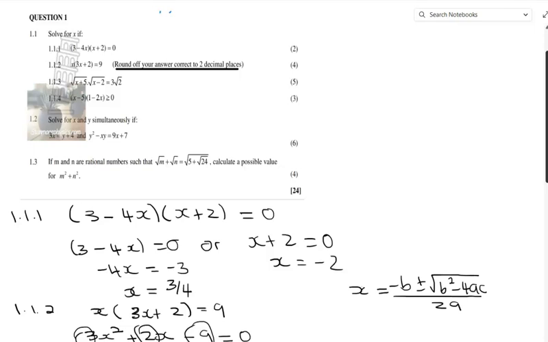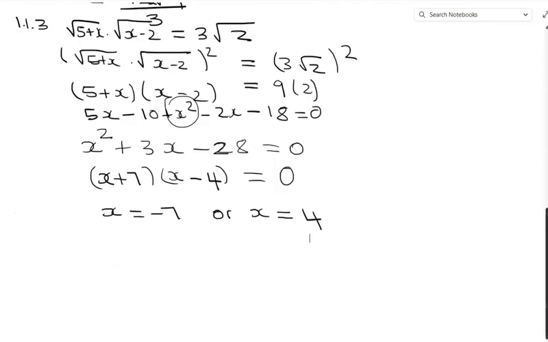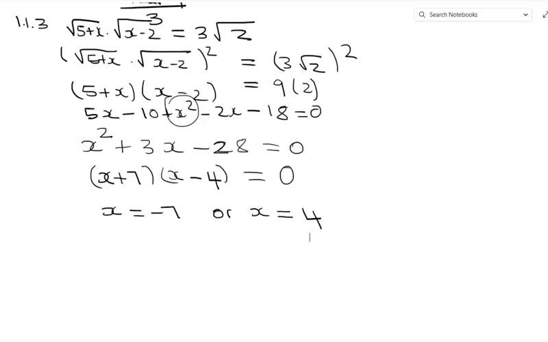So now we're going to go to 1.1.4, (x minus 5)(1 minus 2x) greater than 0. Okay, we're going to have (x minus 5)(1 minus 2x) greater or equal to 0. This is 1.1.4.